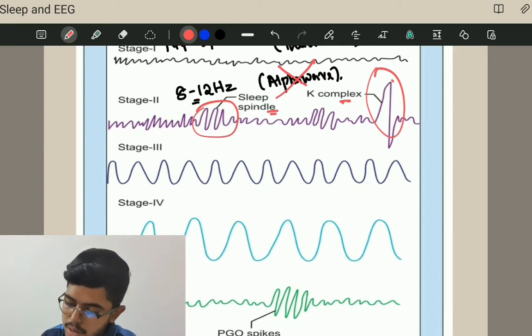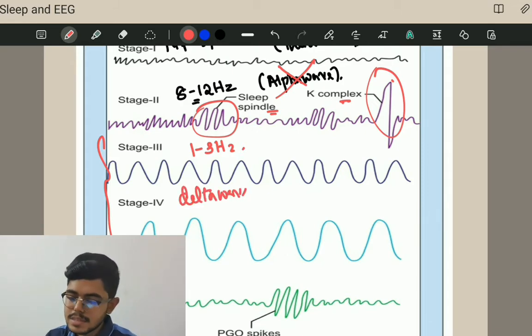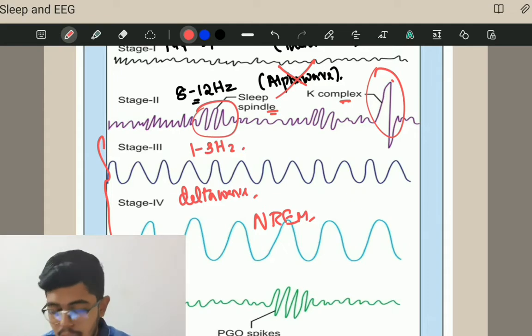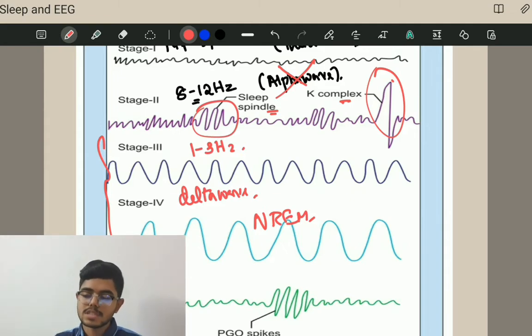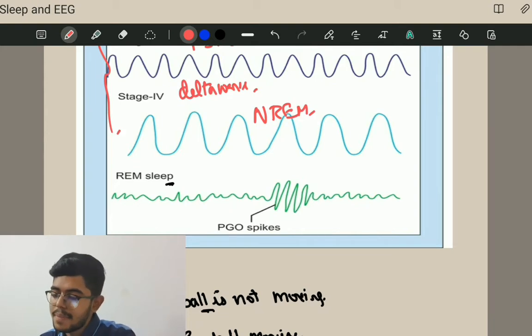Now let us move on to stage 3 and 4. These are delta waves, which are about 1 to 3 hertz. So both of these are delta waves, and delta waves, slow waves, are the major waves for NREM. This is a very important point. Slow waves are the major waves of NREM, which is slow wave sleep. So that is all about NREM.